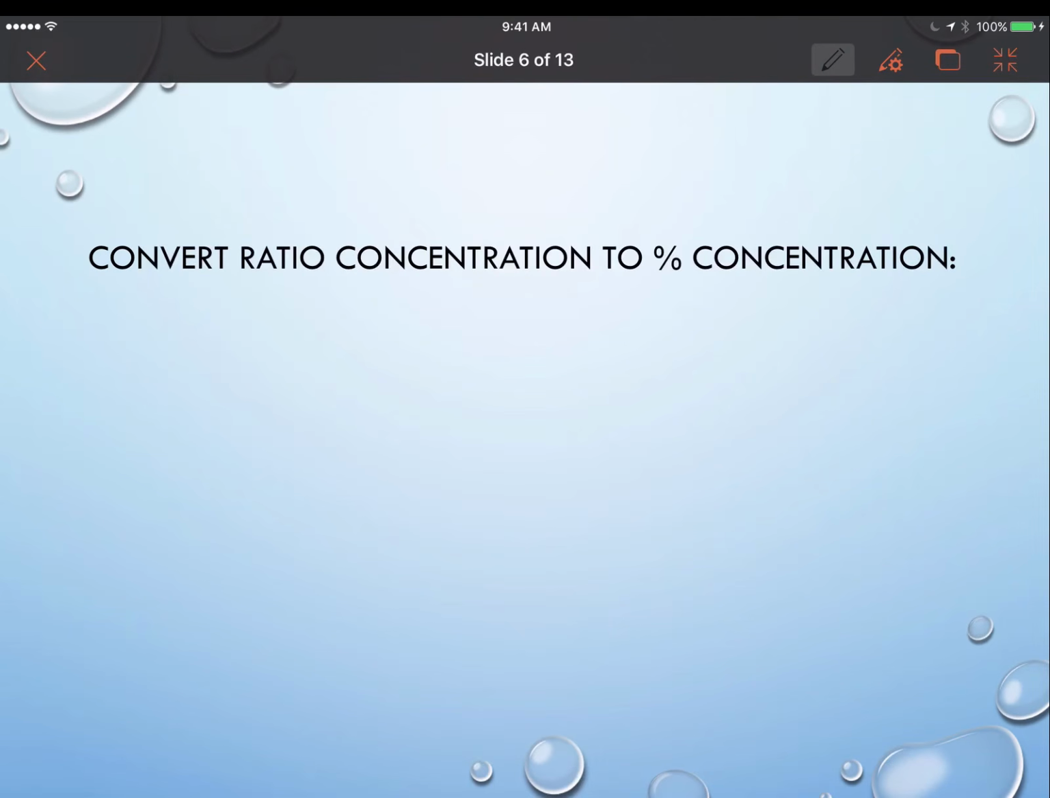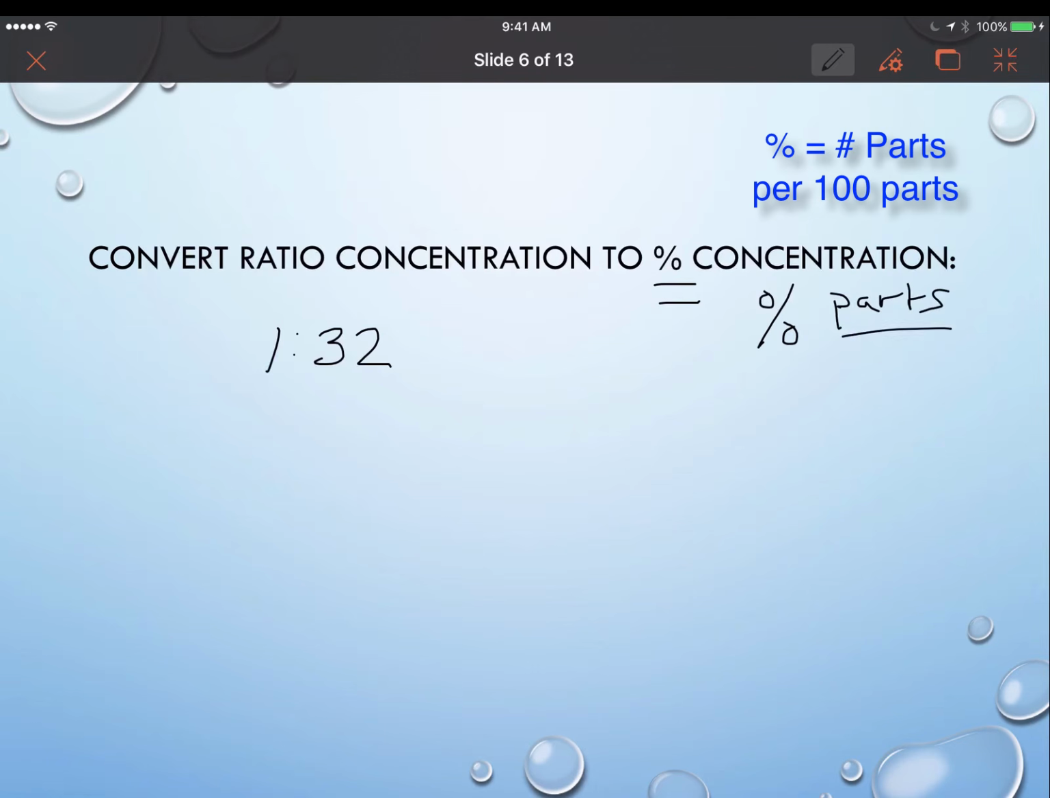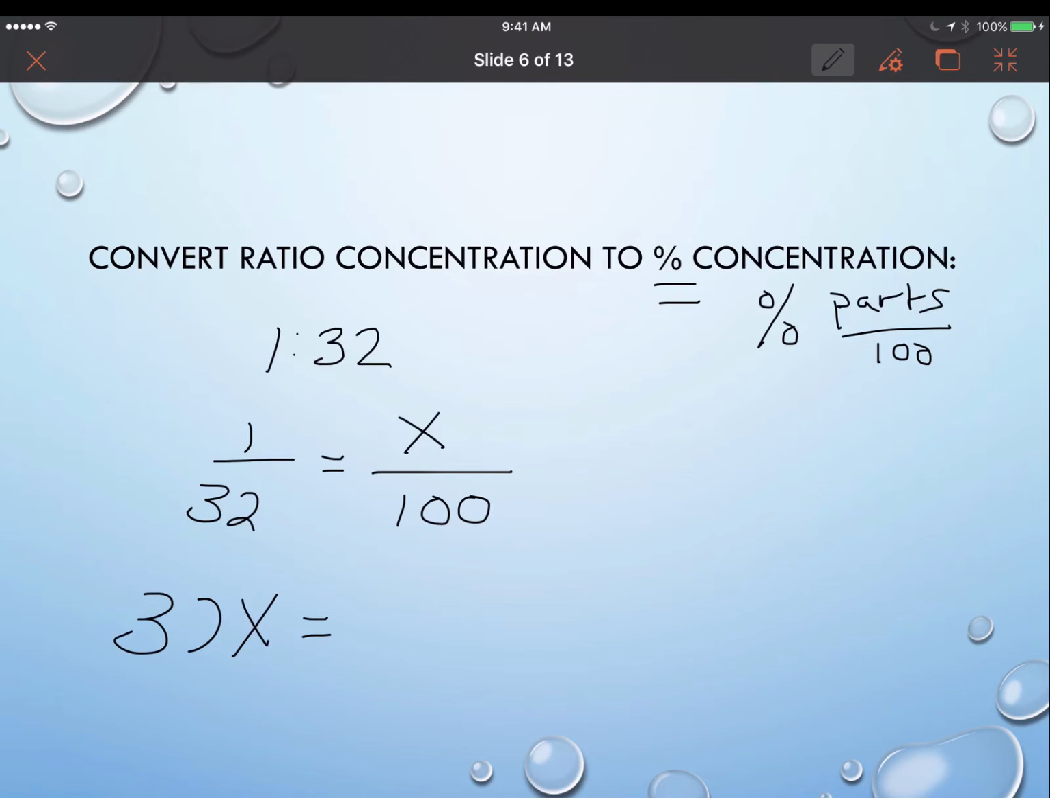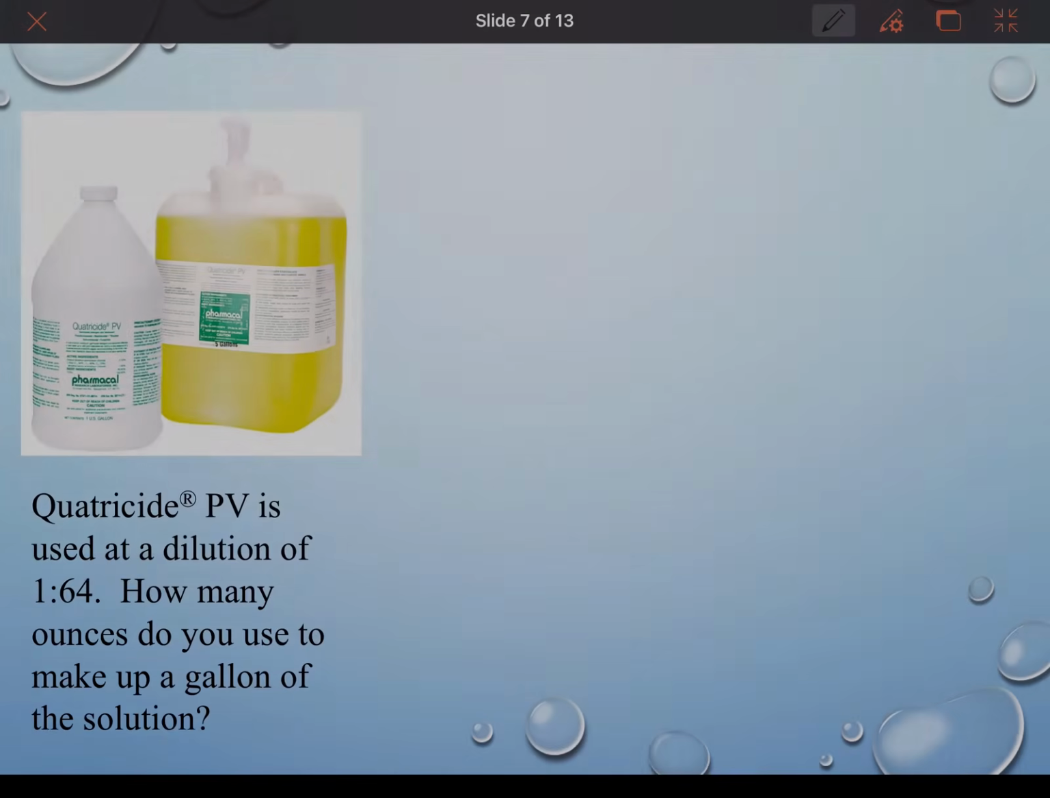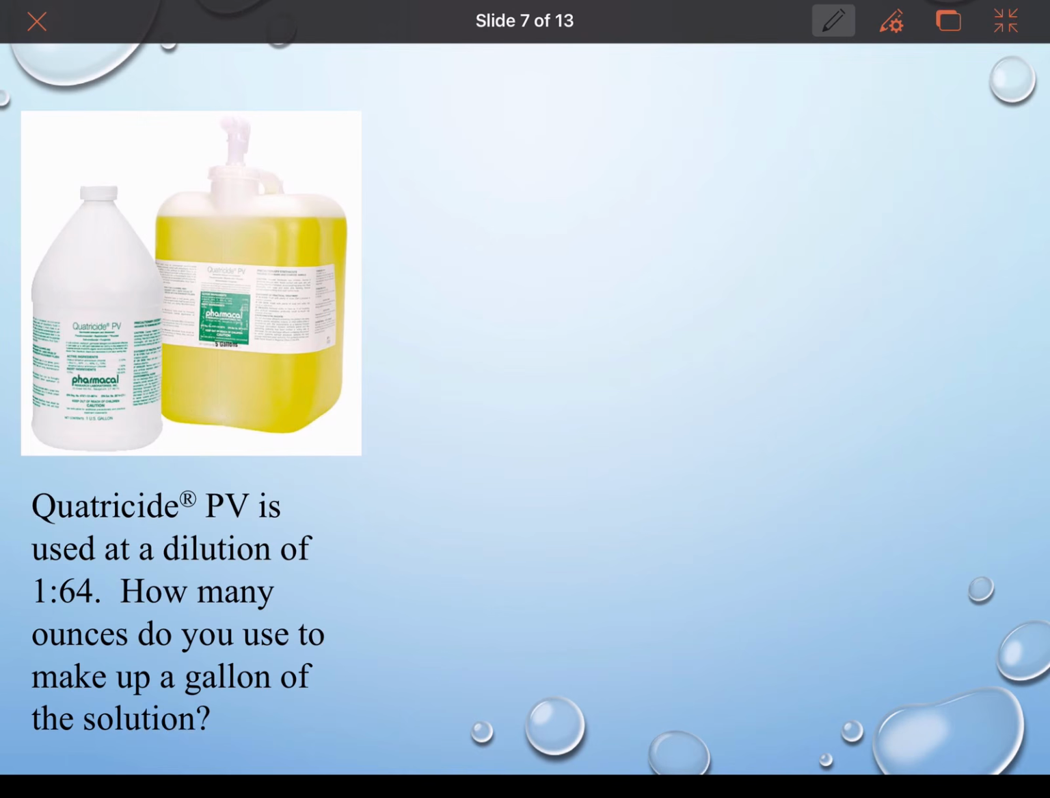We can convert a ratio concentration, such as a 1:32 dilution, to a percent concentration. Percent concentration, as we will see, is equal to parts out of 100 parts total. So we can set it up like a ratio right here. 1:32 equals how many, X parts out of 100. Solving for X, 32X equals 100. X equals 3.1%.